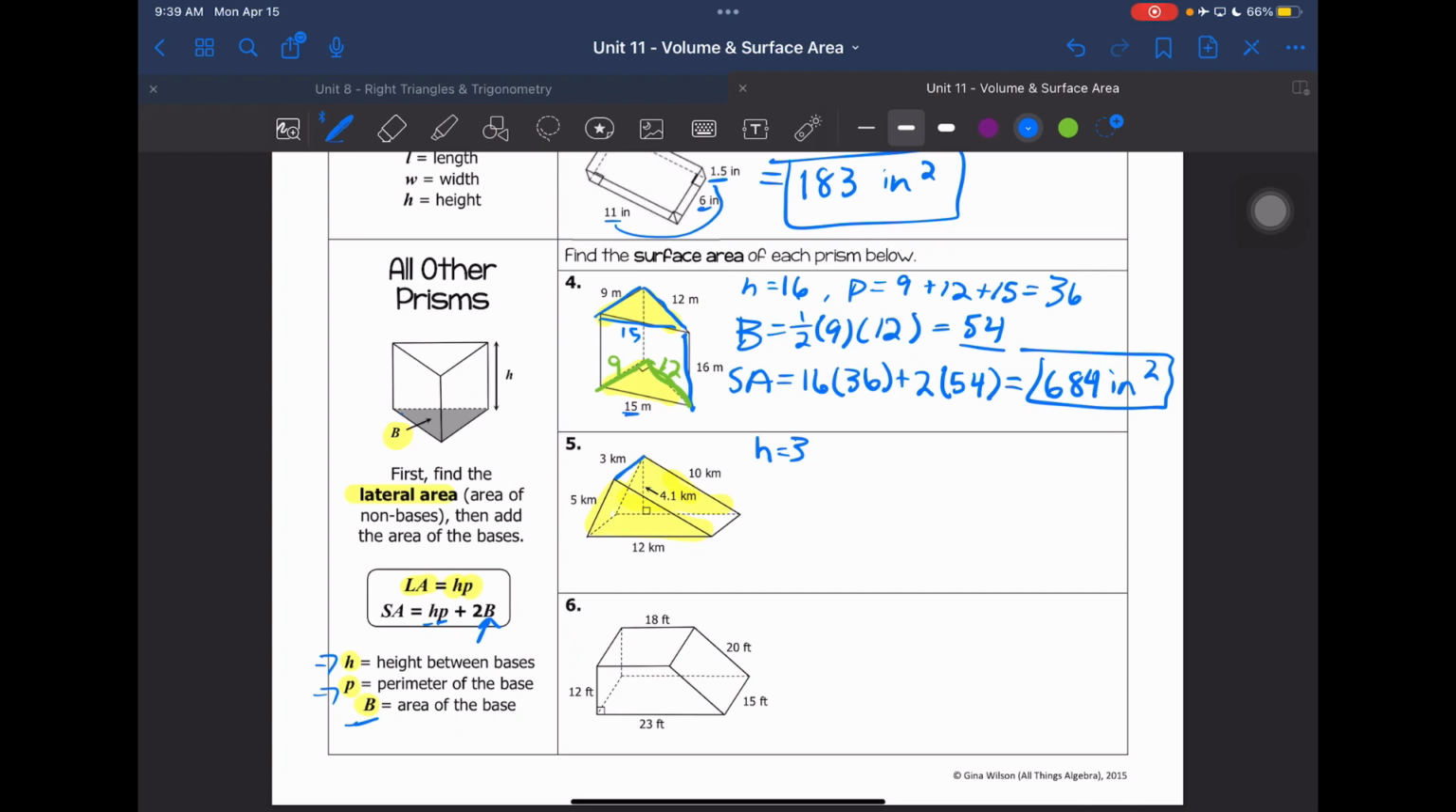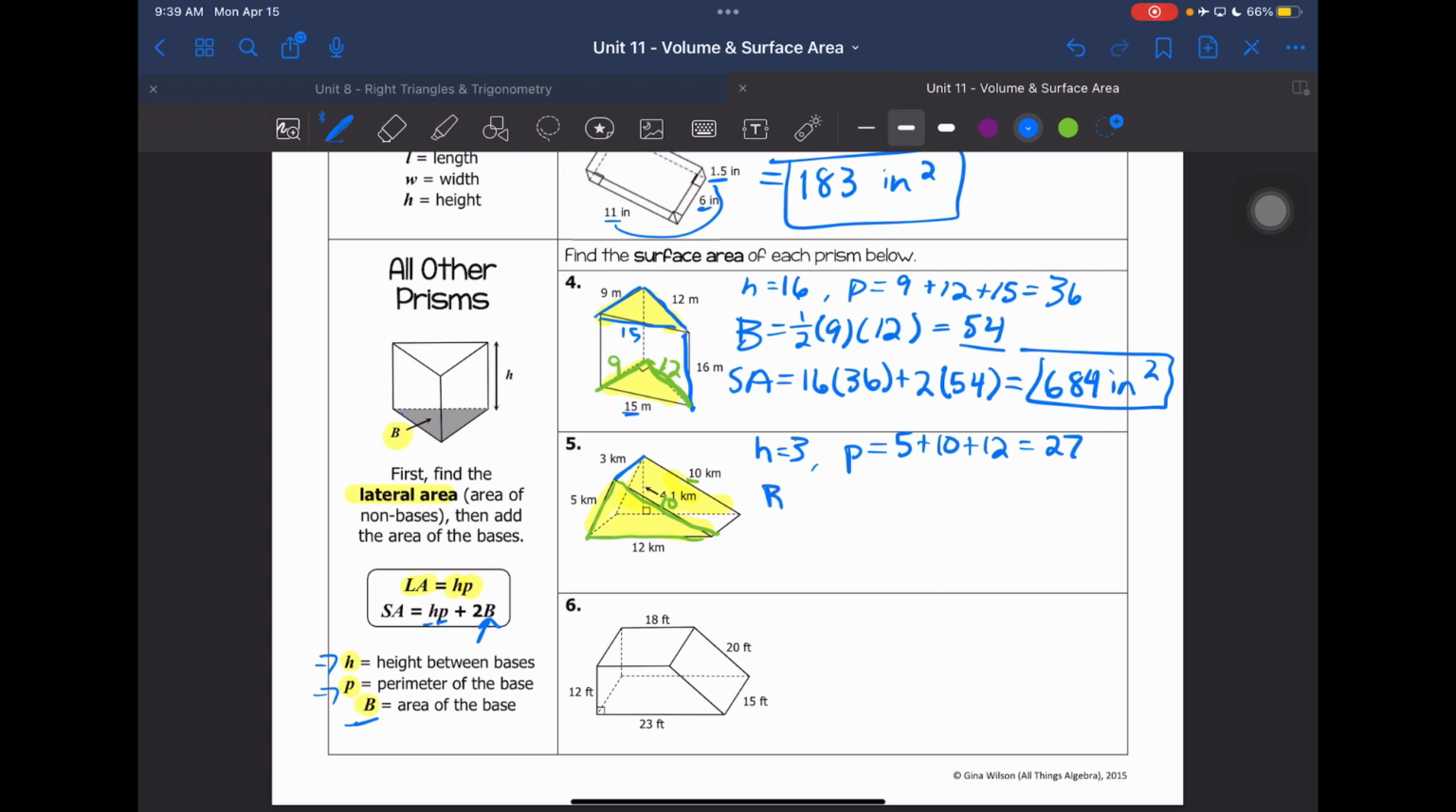Next, we need to find our perimeter. So our perimeter would come from adding this side plus this side plus this side, which is 10. So 5 plus 10 plus 12. 5 plus 10 is 15, and then 15 plus 12 would give us 27. So our perimeter is 27.